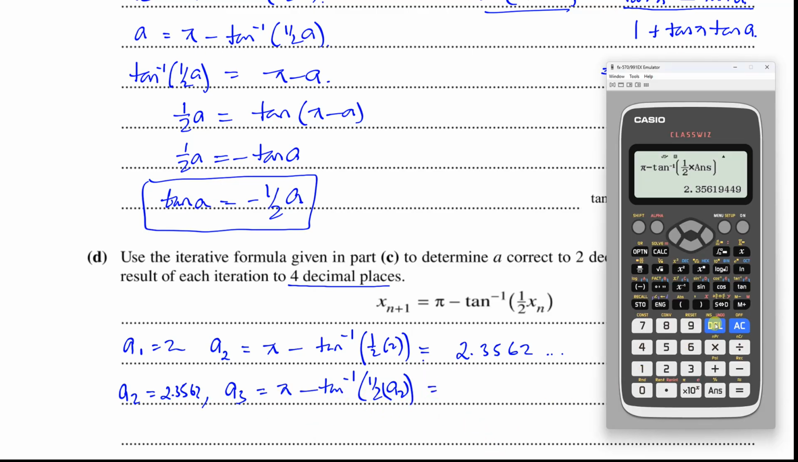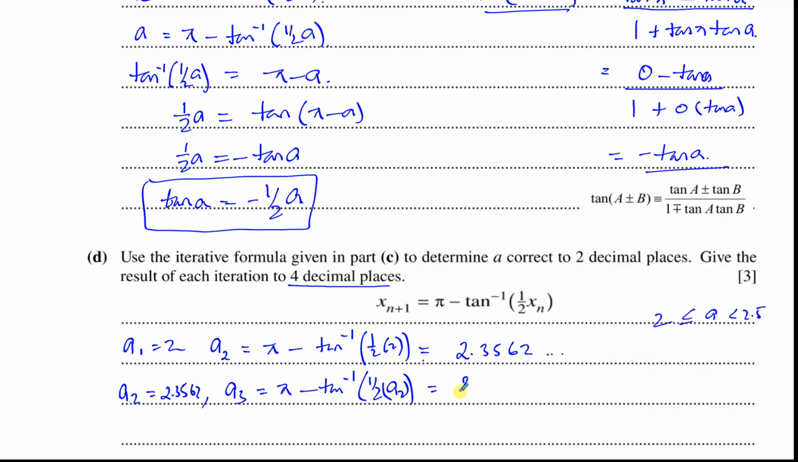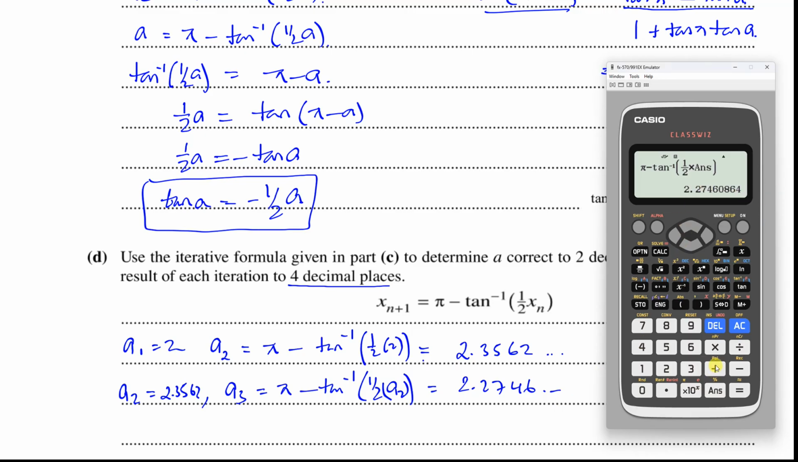Now, the good thing about what I did is, because I put answer here, the next time I press equals, it's going to put this value in place of answer. It gives me the exact same calculation, but instead of 2, it's going to put 2.356 or whatever in this exact form. So when I press equals, it's going to give you another iteration, which hopefully will get closer to the actual answer, like 2.2746, to 4 decimal places. And I just keep going until it settles down to one particular value.